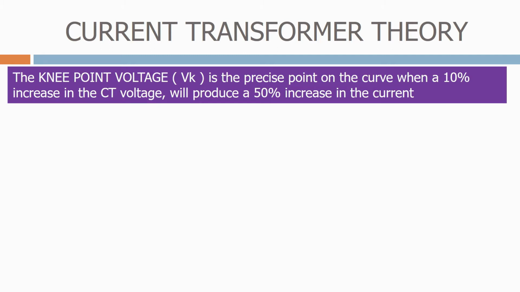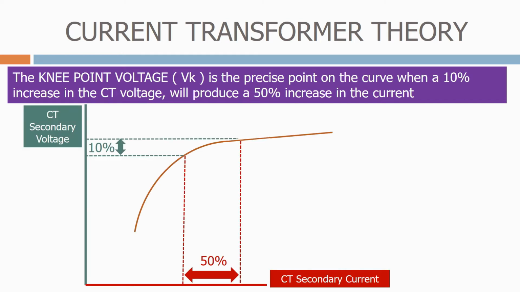The knee point voltage, Vk, is the precise point on the curve when a 10% increase in the CT voltage will produce a 50% increase in the current. These parameters are shown on a curve.